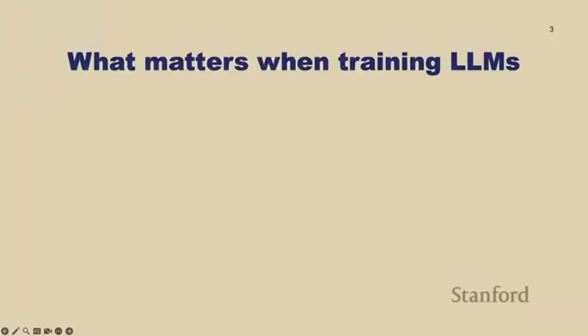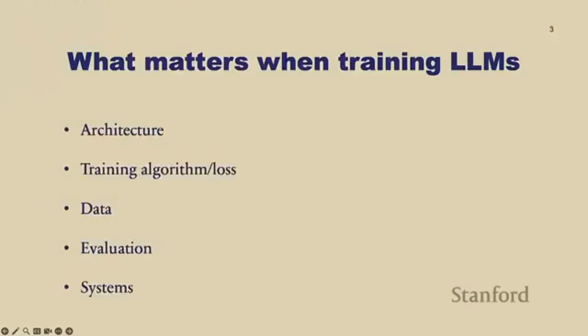Great, so what matters when training LLMs? There are a few key components that matter. One is the architecture. As you probably all know, LLMs are neural networks, and when you think about neural networks, you have to think about what architecture you're using. Another really important component is the training loss and the training algorithm, so how you actually train these models. Then it's data: what do you train these models on? The evaluation, which is how do you know whether you're actually making progress towards the goal of LLMs. And then the system component, which is how you actually make these models run on modern hardware. This is really important because these models are really large, so now more than ever, systems are an important topic for LLMs.